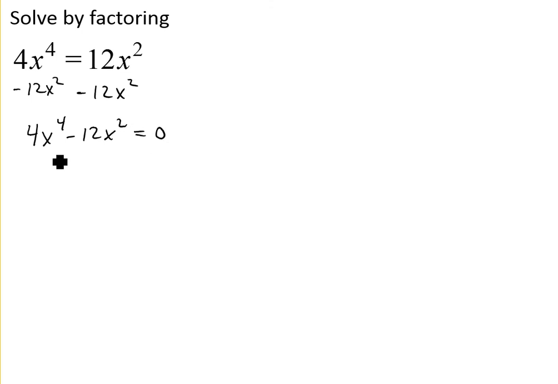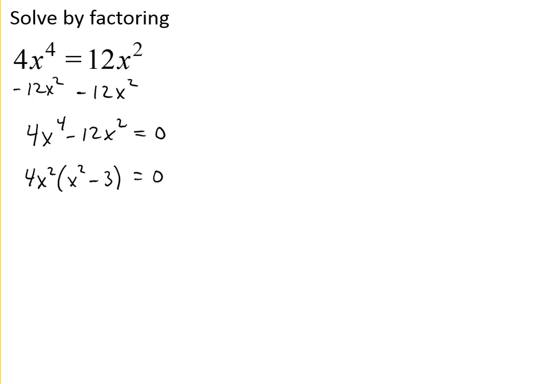Next, we want to try to factor this expression here on the left side. The first step in factoring is to look for any common factors. So we see that both terms have at least x squared. The first term has x to the fourth, so we can factor out x squared. And also 4 goes into both of them. So we're going to go ahead and factor out a 4x squared. That would leave us with an x squared minus 3.